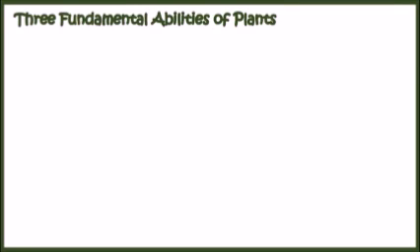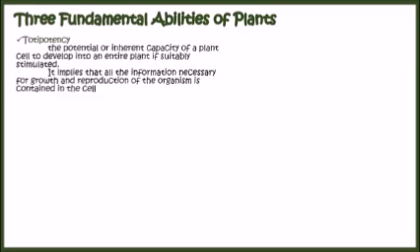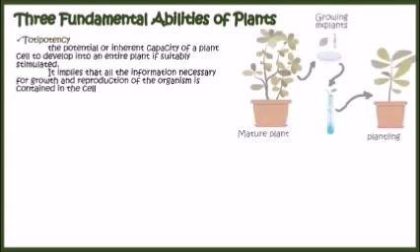First capability is known as totipotency. Totipotency simply means the potential of a plant cell to give rise to an entire plant. And this is kind of like a totipotent stem cell, which can give rise to an entire organism. So, any cell from a plant can be cultured and can be ultimately induced to form a mature plantlet.